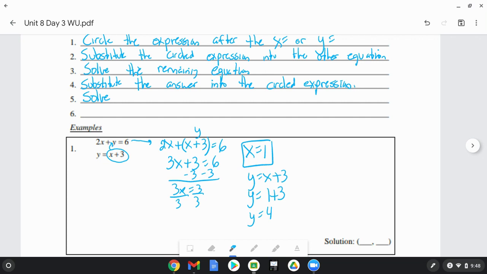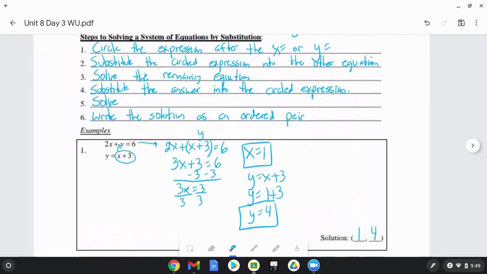And then my last step is to write the solution as an ordered pair. So now if we look at my solution, we have an x and a y, which is a 1 and a 4. So that's what we're going to write as my solution. And that's called substitution. That's circling one expression, plugging it in for the other, and then doing that one more time once we find the solution from the first 2 steps. So let's see if we can go on to our next page and do a few of these.